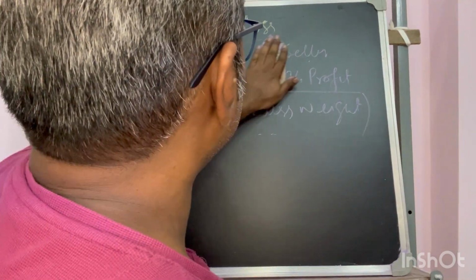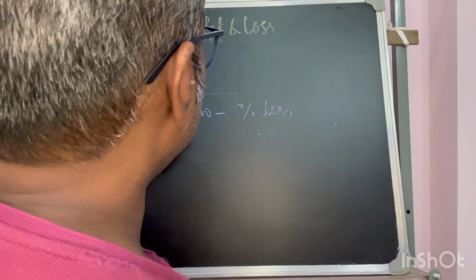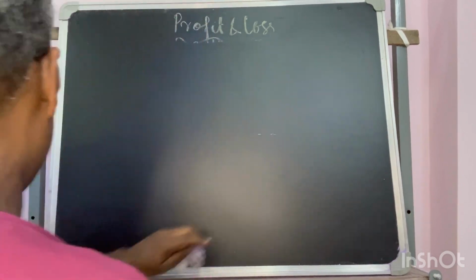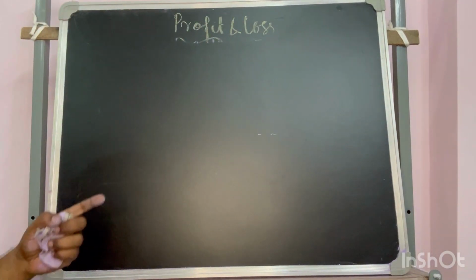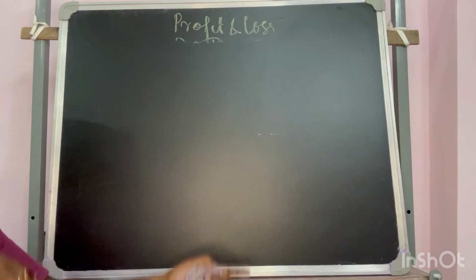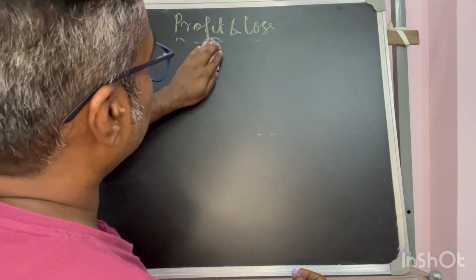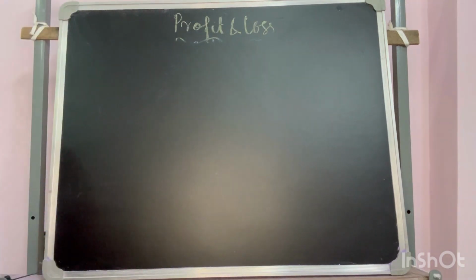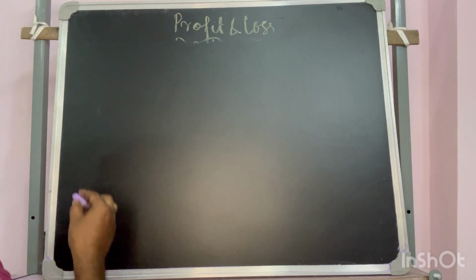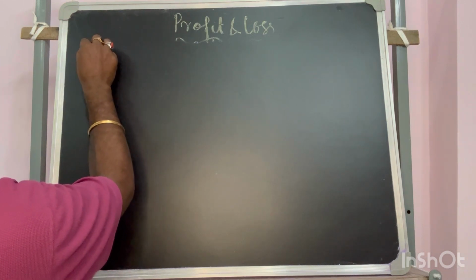This is the second case, where the dishonest seller has sold the thing with a false weight, with the profit on cost price also. The next one, we will calculate this again.